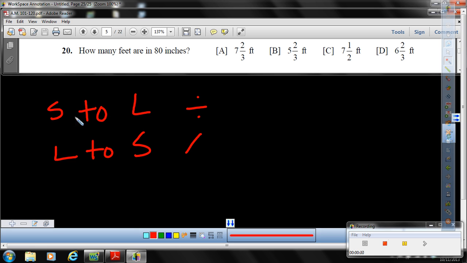So we're going from inches into feet. We know inches are smaller, and feet are larger, so we're going to divide. Now we need to make sure we know what to divide by. Okay, we know that there are 12 inches in a foot.